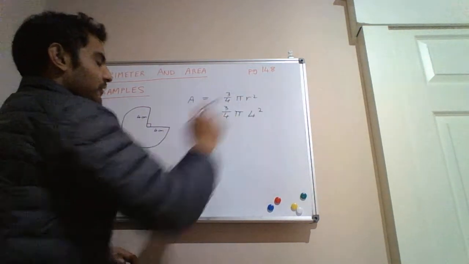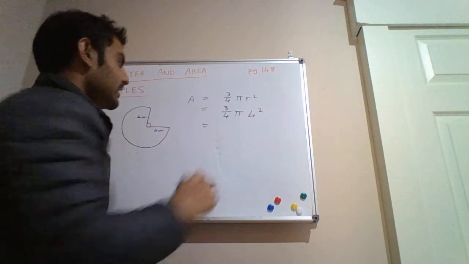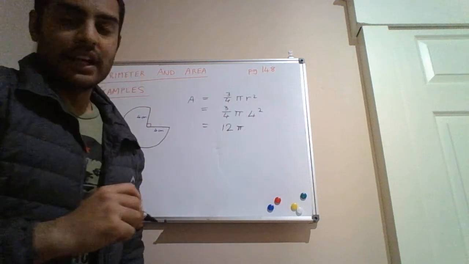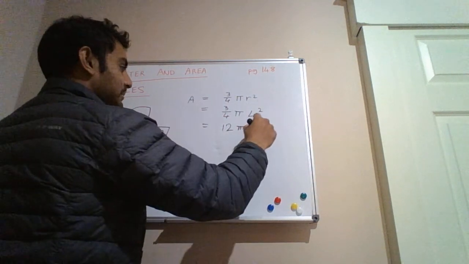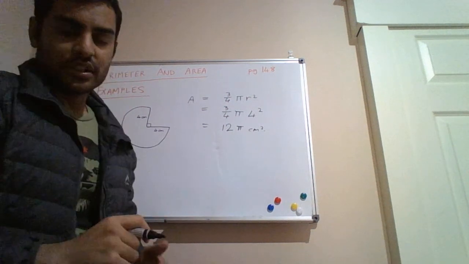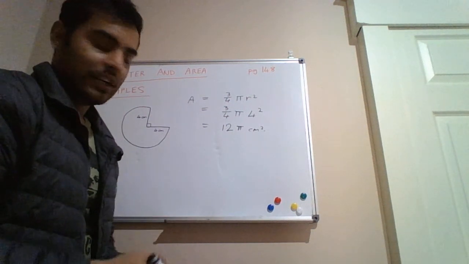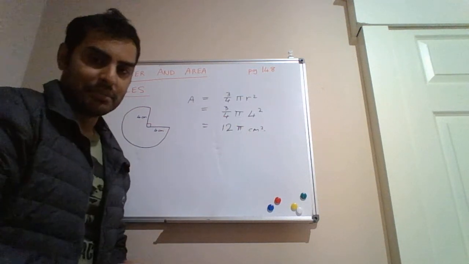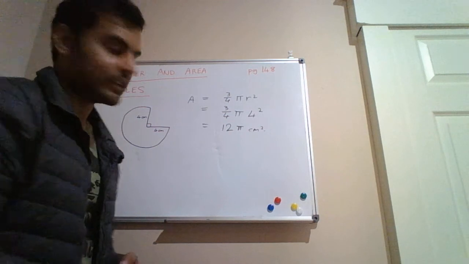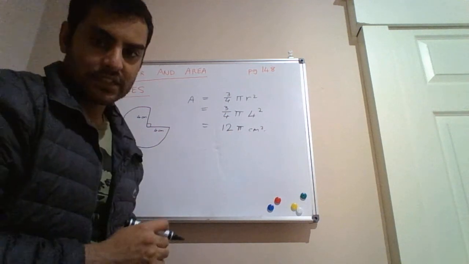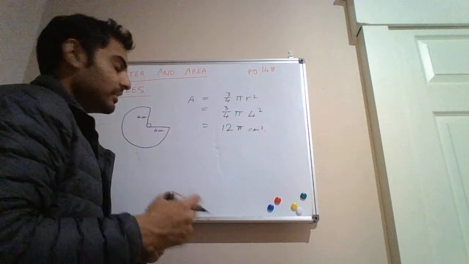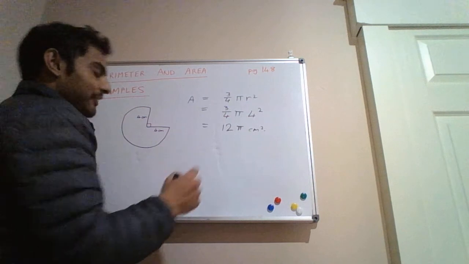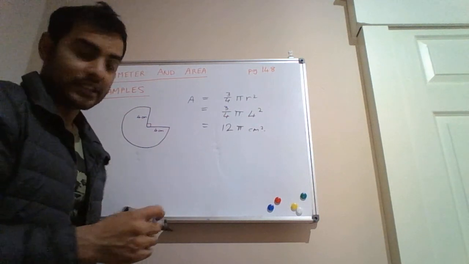Now 3/4 times 16 is going to come out to 12 pi, and our unit is going to be centimeters squared. So I'm just going to leave the answer like this for now. You can calculate it out, but because pi is an irrational number, it's going to give discrepancies in rounding. So I'm just going to leave the answers like this for now, and we'll calculate it later on in other examples. So now we found the area and we need to find the perimeter.